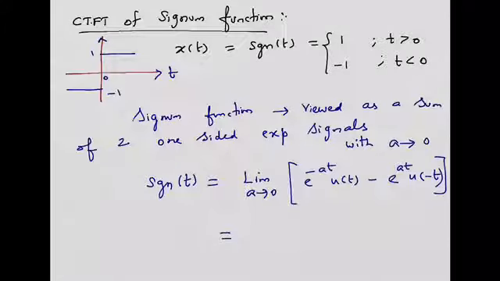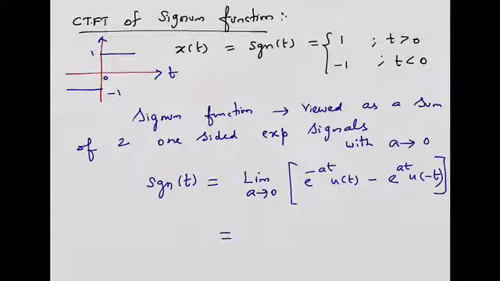Hi viewers, let us see the CTFT of a signum function. x of t is equal to plus 1 over the positive time interval, and it will have a value of amplitude of minus 1 over the negative time interval. The graph is shown here on the screen itself.